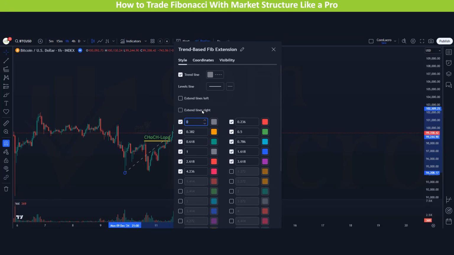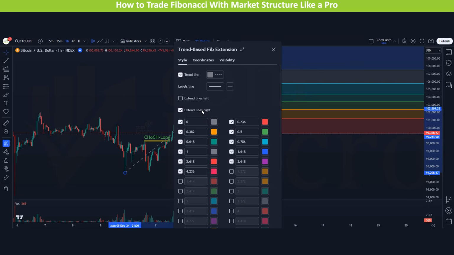Once it's drawn, open the settings and adjust them for clarity. First, extend the lines to the right so they're easy to track as price evolves.